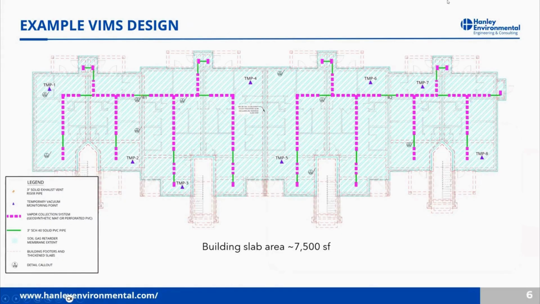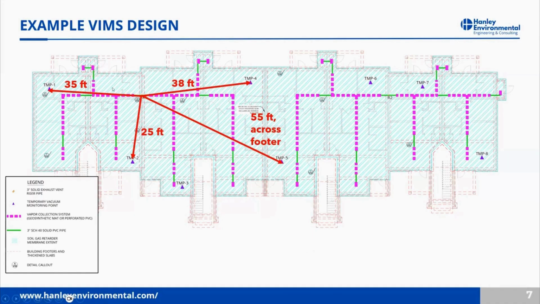Before we dig into the data, here's an example of what we're looking at as far as a VIMS layout. This is a design for an apartment building with 2 risers, one here, one over here. The pink dashed line represents collection piping in the subslab. The green lines are solid pipes that go across footers. The footers are the red dashed lines here. And then we've got test ports that are our purple triangles. So we measure the distance from those test ports to the riser.